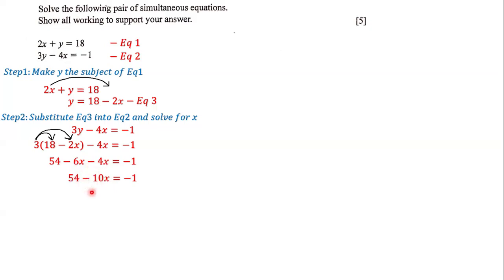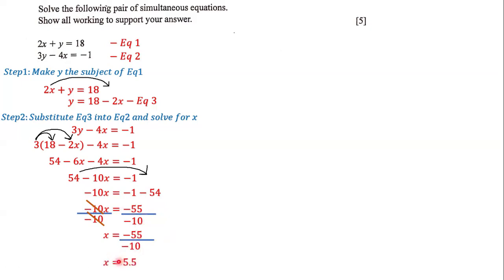The next thing we're going to do, because we're trying to solve for x, is we're going to take the 54 and we're going to send it over the equal sign. It was a positive 54, but when we send it over, it becomes a -54. And so what we have now is -10x is equal to -1 minus 54. And -1 minus 54 is definitely -55. And so we have -10x is equal to -55. We're going to divide both sides of this equation by -10. This cancels with that, so we have that x is equal to -55 divided by -10. So that means that x is equal to positive 5.5. That's what x is. So we found what x is.